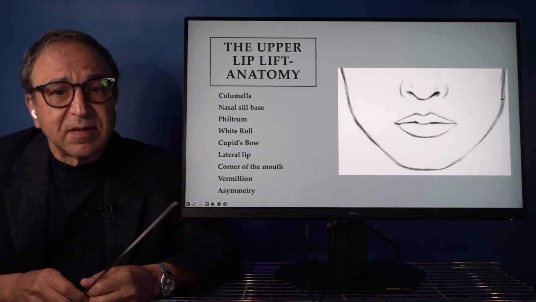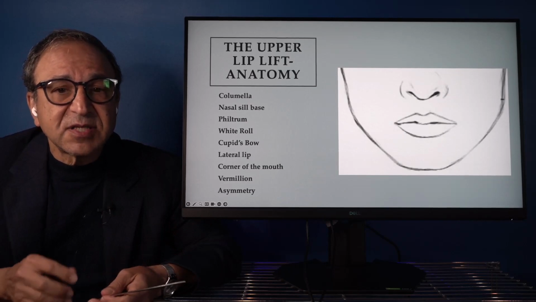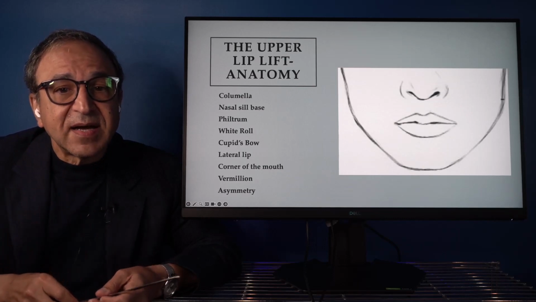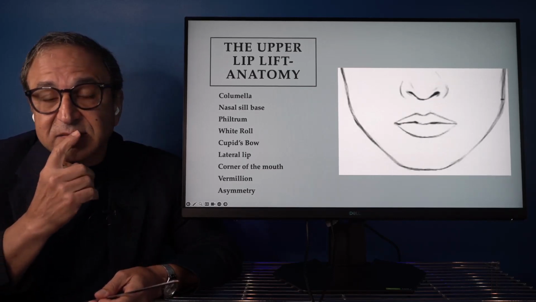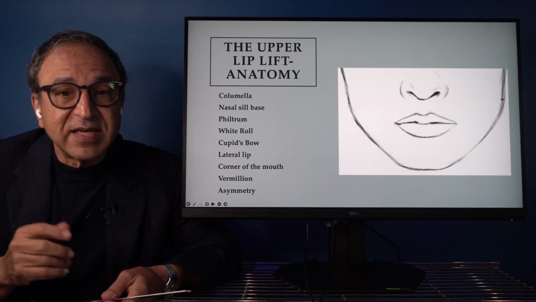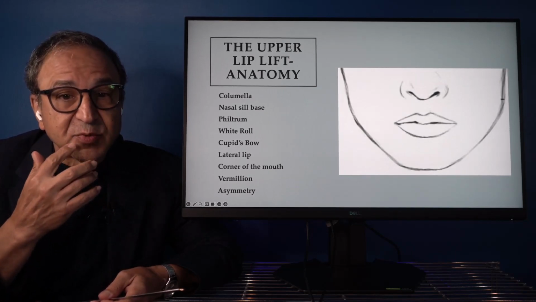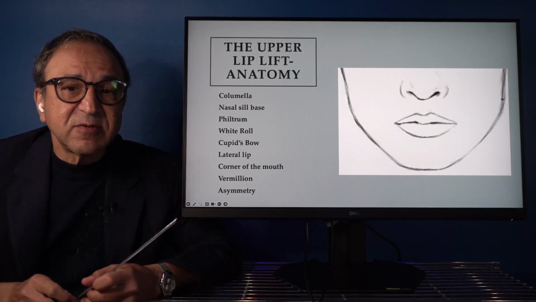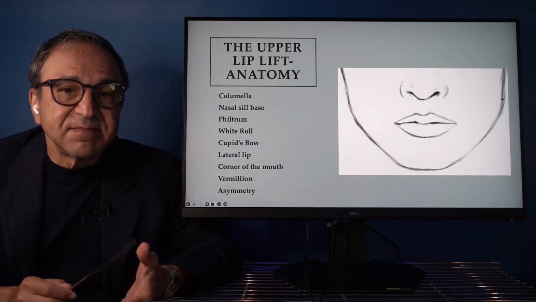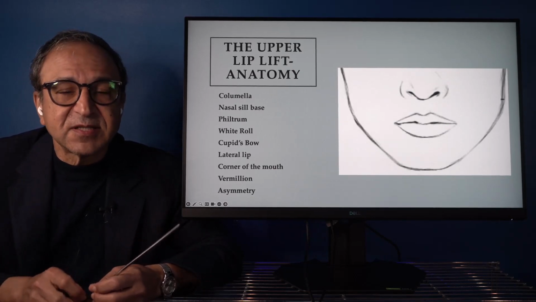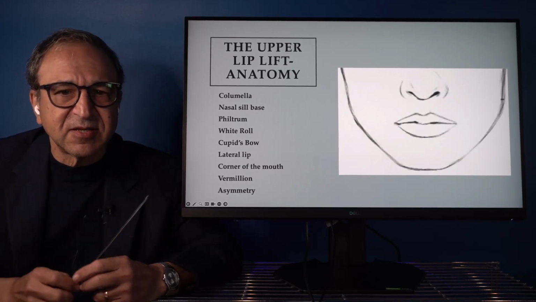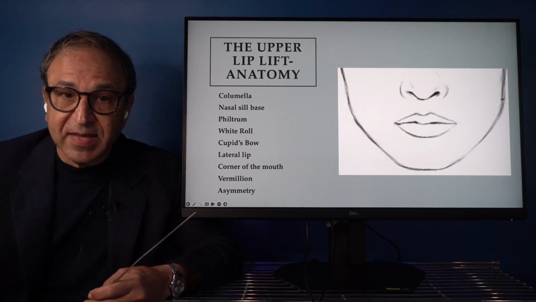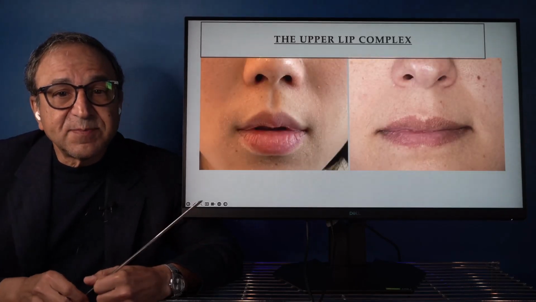So we're going to describe certain parts of the anatomy, such as the columella, the nasal sill base, the philtrum, the white roll, which is a very subtle structure on top of the lip, the vermilion, which just means red, which is the red part of the lip, the corners of the mouth, and then finally we're going to talk about asymmetry, because everybody that I see always tells me, doctor, my lips are a little bit different one side than the other, and I can just tell you every single patient that I've seen in my life has asymmetric lips. So let's start out here with these two patients.